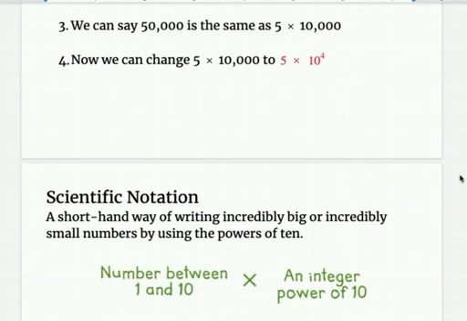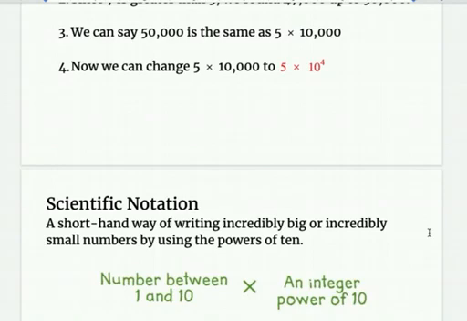Scientific notation follows this structure. It's a number between 1 and 10, so it is usually just one digit, times an integer power of 10. So here are some examples of scientific notation numbers.